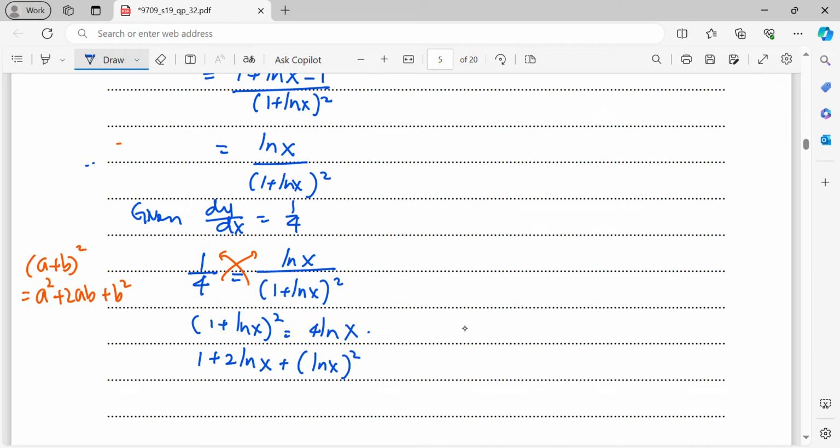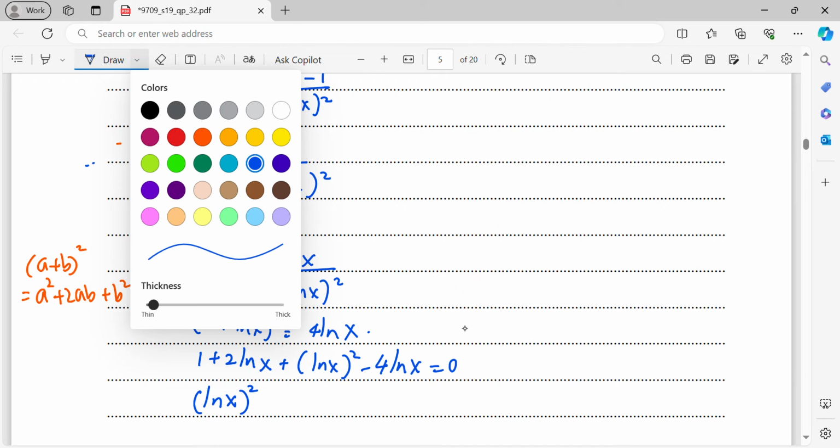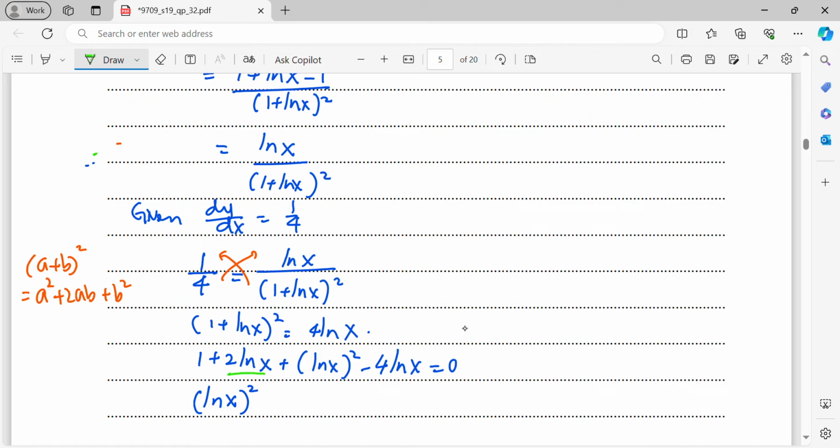Then the 4 ln x will be moved to the left side, so it becomes minus 4 ln x equals 0. Now I rearrange it so that it is in quadratic form. The first term is the square of ln x. The second term is 2 ln x minus 4 ln x, so you get minus 2 ln x, and then plus 1 equals 0.